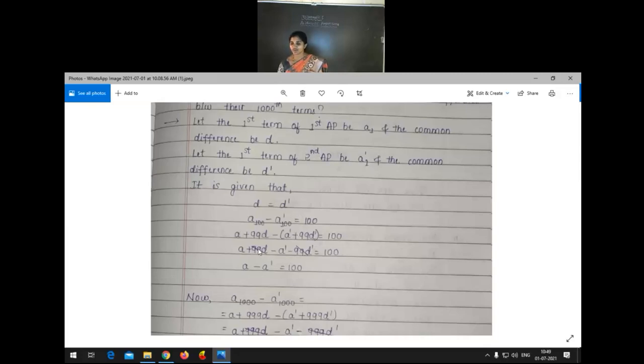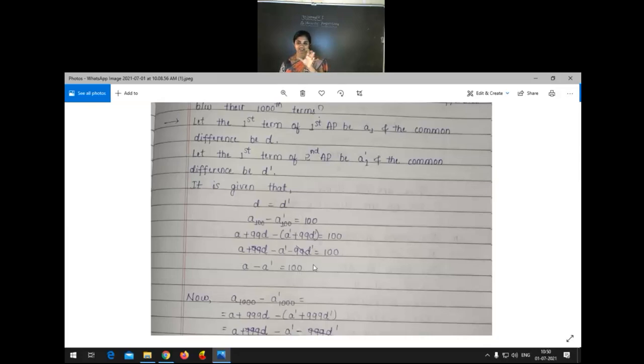Now we are going to cancel this 99D and minus 99D dash. You can ask the question, Mataji, 99D is different, 99D dash is different, but still you are cancelling that one. Why? Because in the beginning only we took the condition that D is equal to D dash, because it is given in the problem two APs are having the same difference. So that's why 99D is equal to 99D dash. So we are cancelling these two. Okay. So then remaining is A minus A dash is equal to 100.